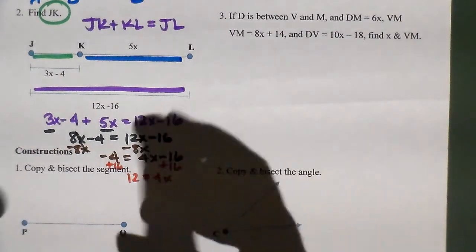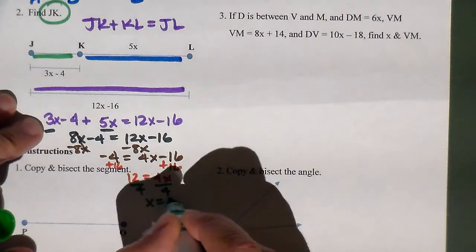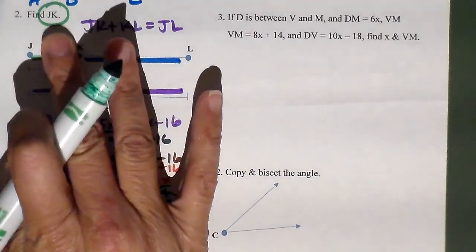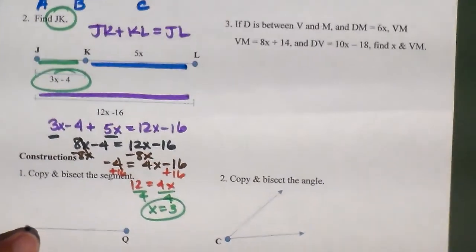And then my last step is I'm going to divide by 4. So x is 3. Now x is 3, but I don't want x. I want JK. JK is 3x minus 4.